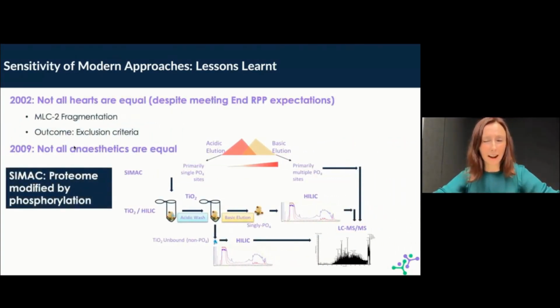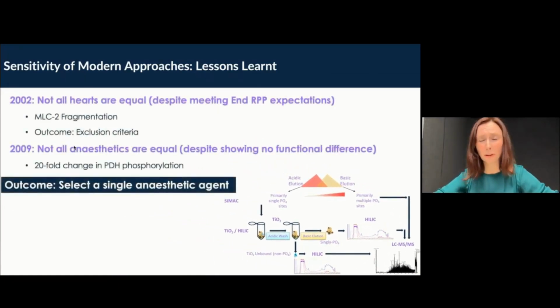The second lesson that I have learnt the hard way is that not all anesthetics are created equally, and I learnt this by doing phosphoproteomics. So here we're looking at how the proteome is adapting to a biological outcome through signal pathways. And what did we see actually? We saw that there was a 20-fold change in pyruvate dehydrogenase phosphorylation just from moving between pentobarbital and isoflurane. So we learnt not to move between anesthetic agents, but just to pick a single one.